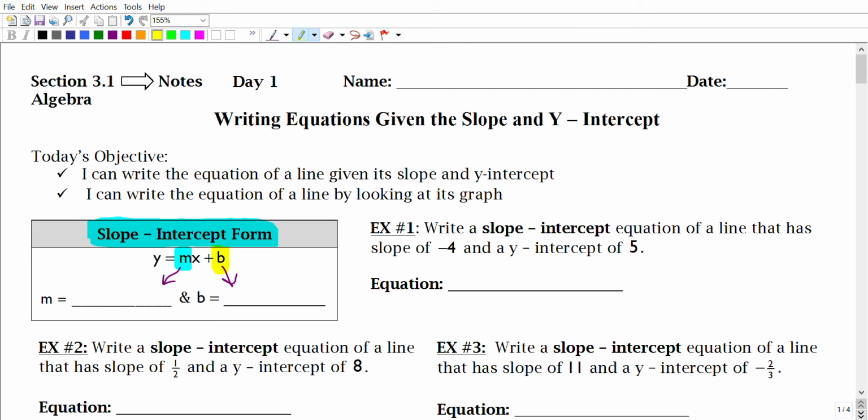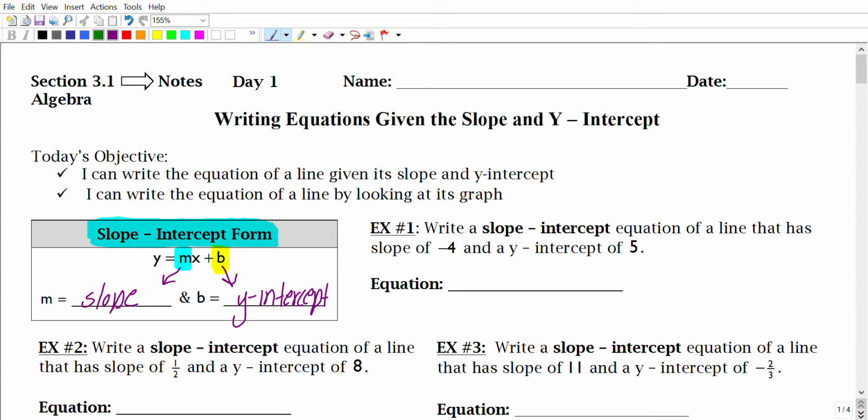Let's go ahead and write down a few of these key terms. The first one that we have here is M. If you guys remember correctly, our M here is our slope, and our B is our y-intercept. Hence the name of that form, which is slope-intercept form. Keeping those two things in mind, let's take a look at example number 1.